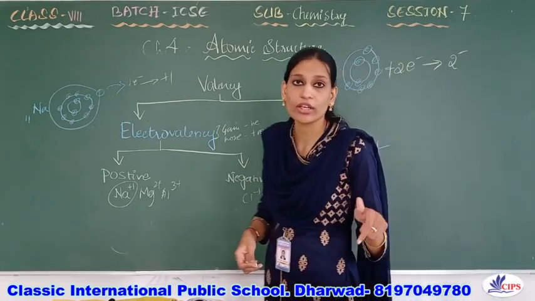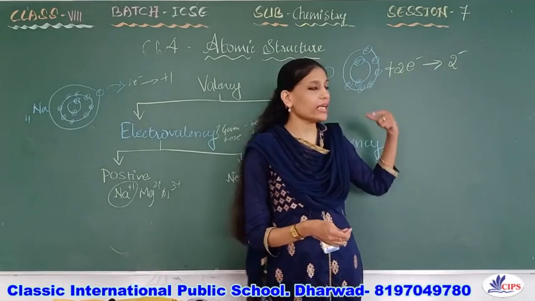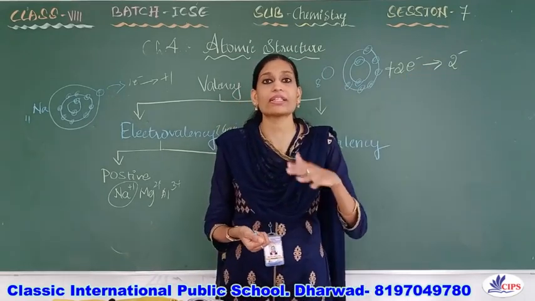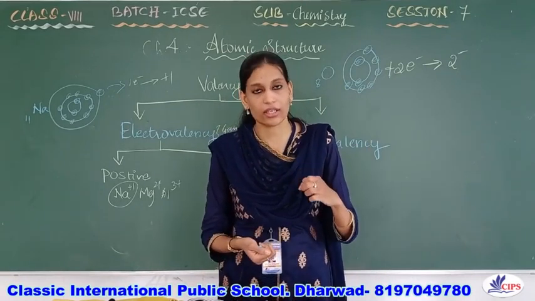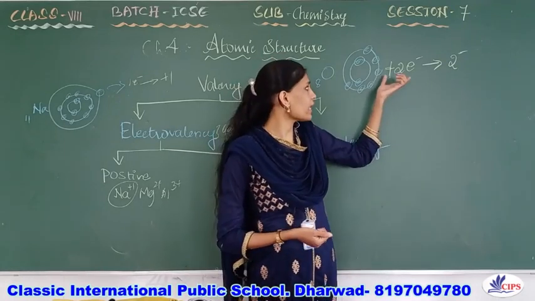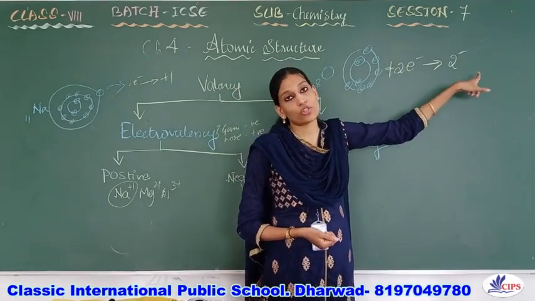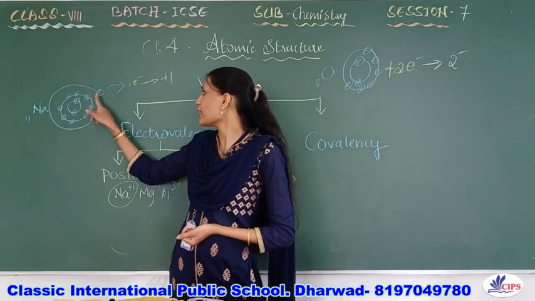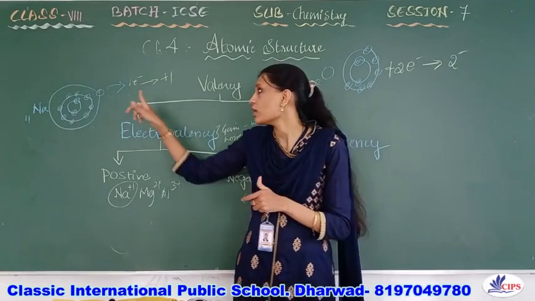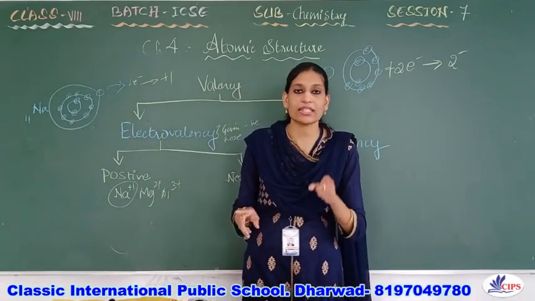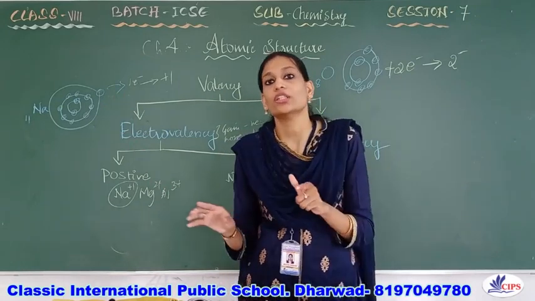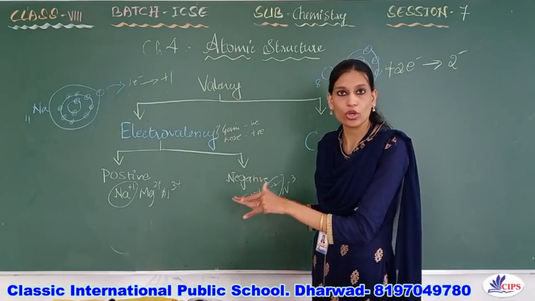Therefore, valency is what? Valency is negative. When it is gaining, valency is negative. What determines the negative valency? The number of electrons it has gained determines its valency and its positivity or negativity. Here it has gained 2 electrons. The valency is 2 minus. Here it has lost the 1 electron. The valency is 1 plus. If it has lost, valency is plus. If it has gained, valency is minus. Okay, this is what we call electrovalency.